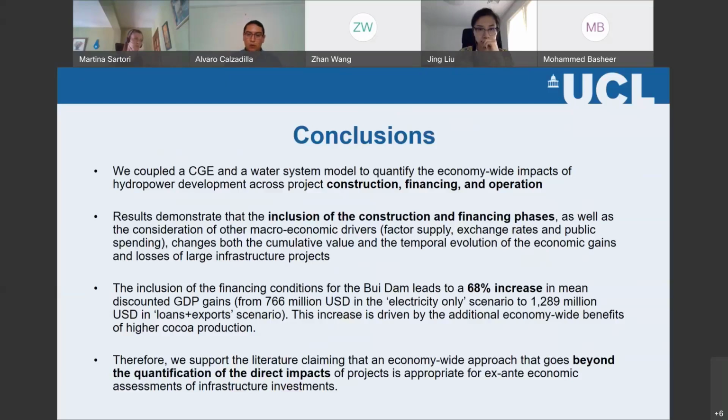So basically what we want to do is to support the claim in the literature that the economy-wide approach needs to go beyond the quantification of the direct impacts only. So we need to consider the indirect and the induced impacts in the construction, in the financing, and in the operation phases of this infrastructure project.